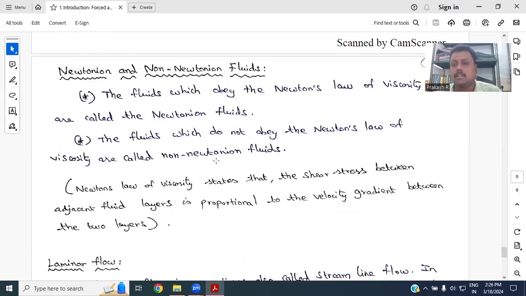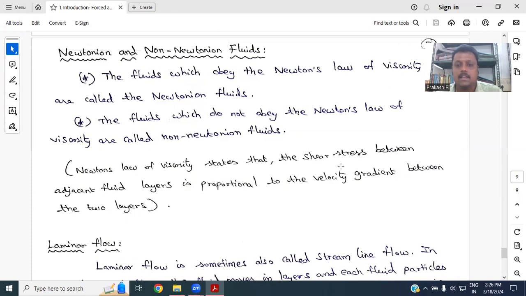What is Newton's law of viscosity? It states that the shear stress between adjacent fluid layers is proportional to the velocity gradient between the two layers. The shear stress between the two layers is always directly proportional to the velocity gradient of the two layers. That is given in the law called Newton's law of viscosity. If a fluid obeys Newton's law of viscosity, it is called a Newtonian fluid. If it does not obey it, it is called a non-Newtonian fluid.